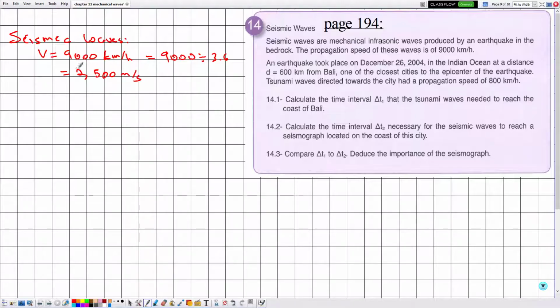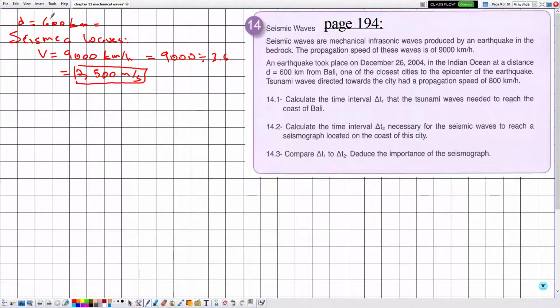Meters per second. So this speed is the speed corresponding for the seismic waves. Now we continue. An earthquake took place on December 26, 2004 in the Indian Ocean at a distance of d is equal to 600 kilometers. So the distance is given by 600 kilometers.